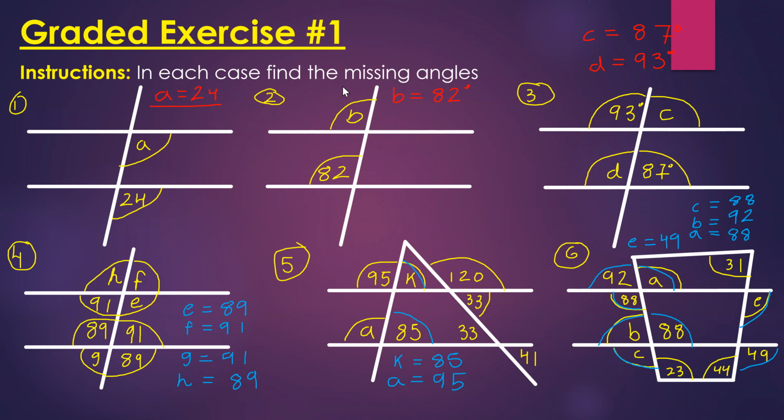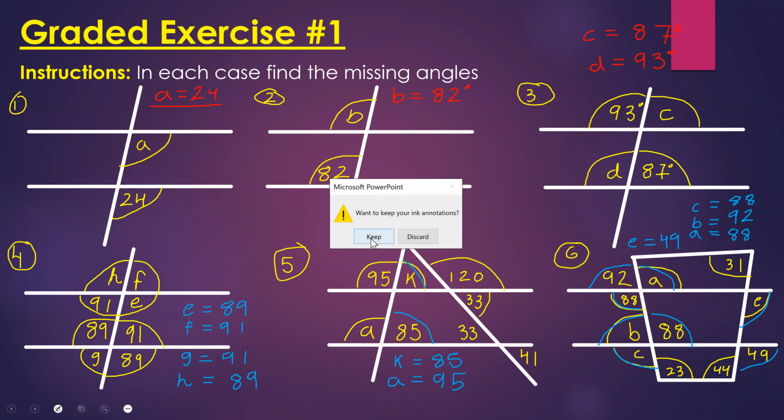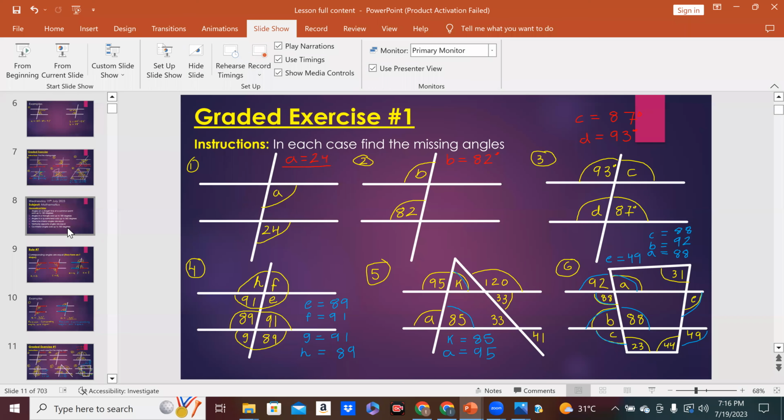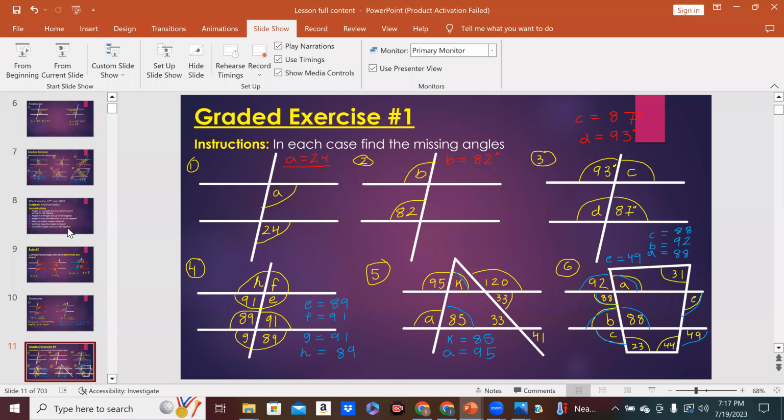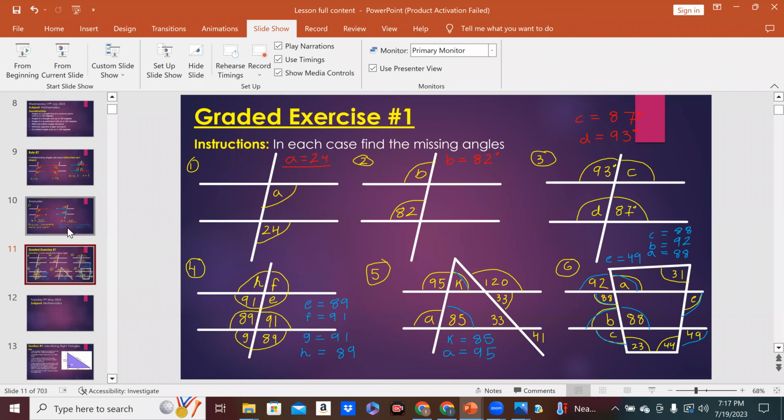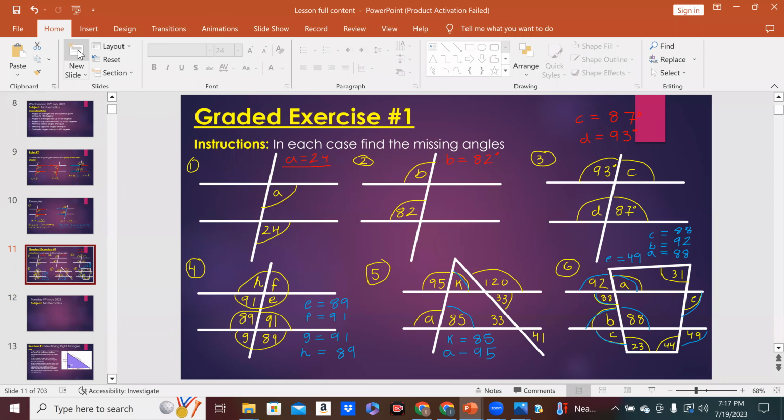We're going to move on to rule number 8. There are a lot of these geometrical rules. So corresponding angles are equal. We did corresponding, vertically opposite. We did the S, the Z, the F, the C. There's one that we didn't do that we were supposed to have done earlier, so we're going to do that now.